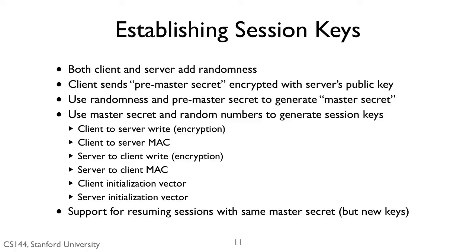They generate 6 keys whose lengths are determined by the ciphers used. They generate a key used to encrypt data from the client to the server, a key to MAC data from the client to the server, a key to encrypt data from the server to the client, a key to MAC data from the server to the client, a client initialization vector for ciphers that need it, and a server initialization vector for ciphers that need it. Having this master secret, the client and server can regenerate new keys by choosing new random numbers. So you can resume a session with the same master secret, but with new keys.